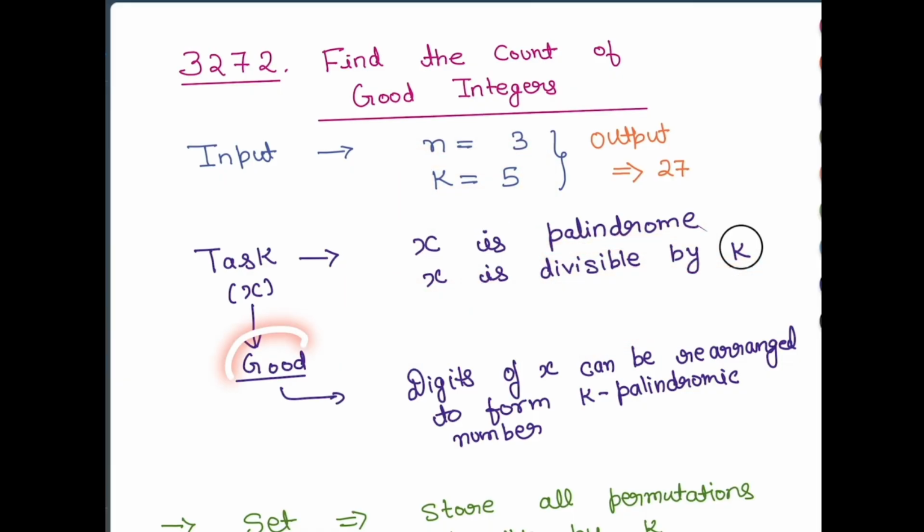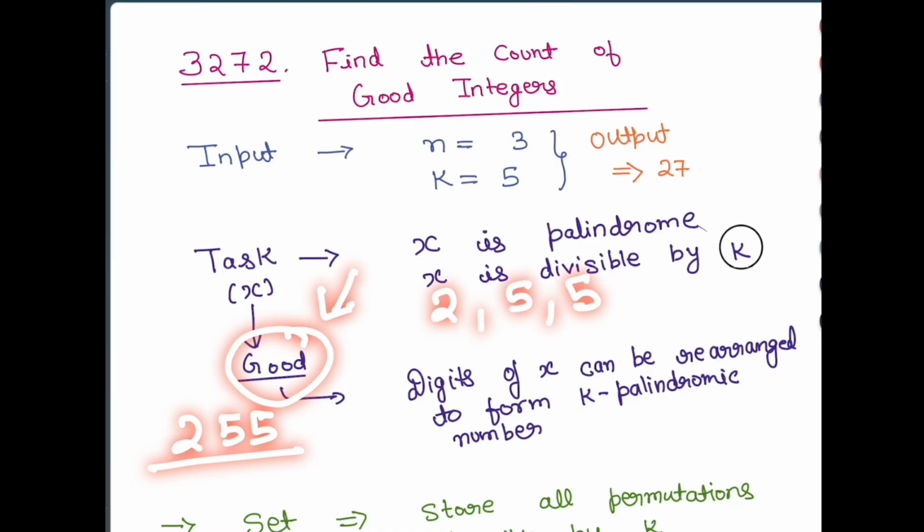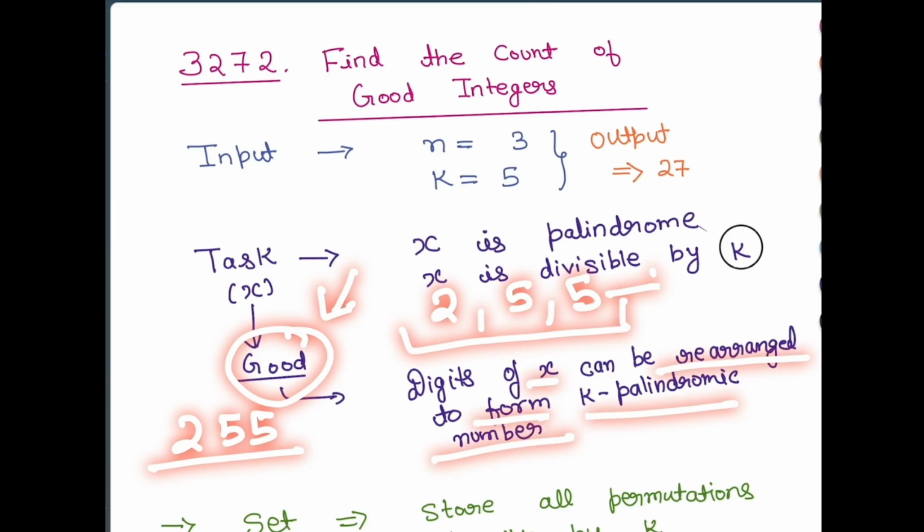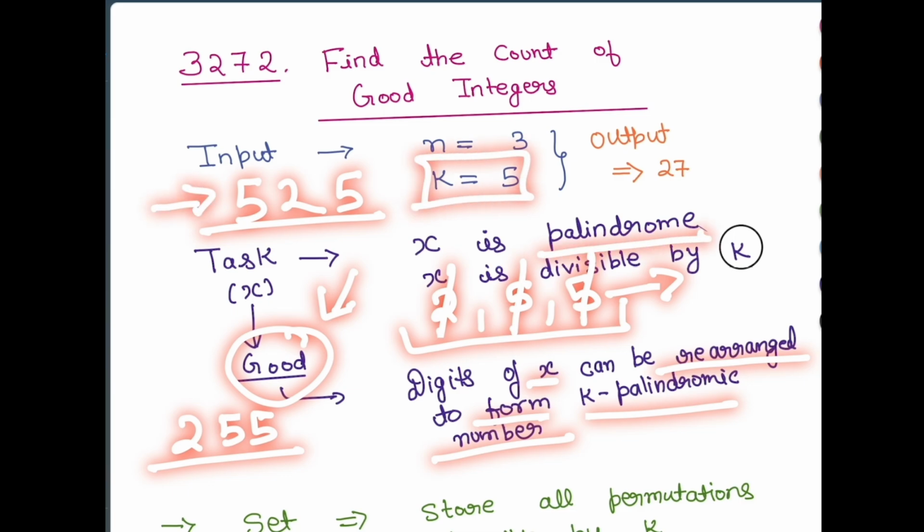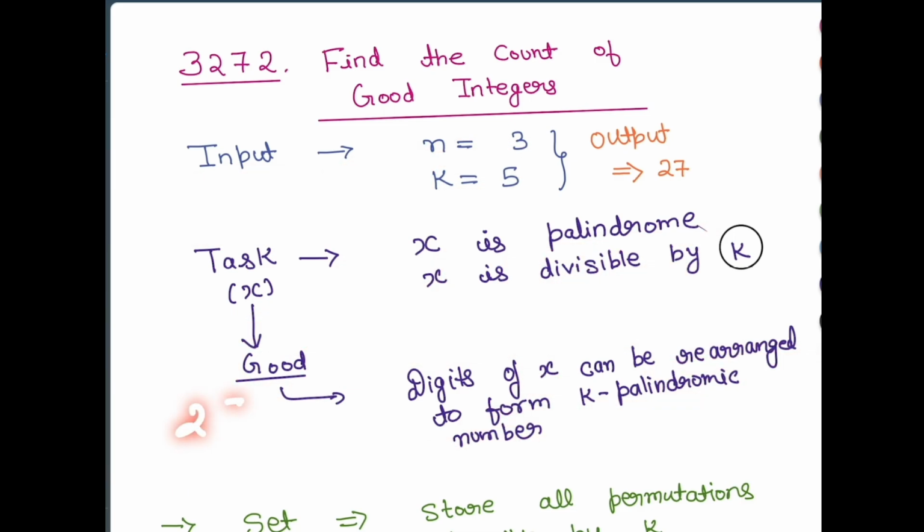Now let's come back to the good integer part. We were checking for a number 255. The digits in 255 are 2, 5 and 5, right? What is a good integer? Let us understand this again. That if the digits of your number x can be rearranged to form a k palindromic number. So our goal is, can we rearrange this 255 to form a k palindromic number? Yes, we can. We can take this 5, then take this 2, then take this 5, and 525 is a palindrome which is divisible by k. That is, it is a k palindromic number. So in that case, we can say that 255 is a good integer. Okay, so we are going to count it, and the output again it is 27. It means that we have 27 numbers which are of 3 digits, and that is a good integer.